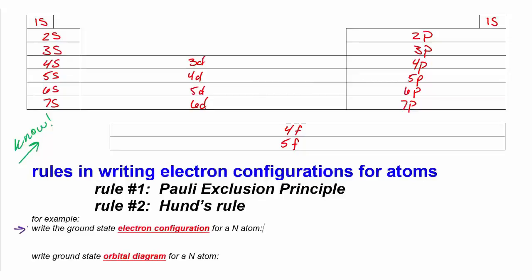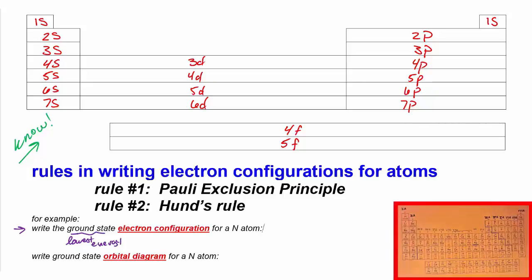So let's try writing the ground state electron configuration for a nitrogen atom. Ground state just means lowest energy, so don't really worry about that. It just means don't skip any orbitals when we're writing the electron configuration. So what we're going to do is fill in electrons until we get to 7, because 7 is the number of electrons in a nitrogen atom.